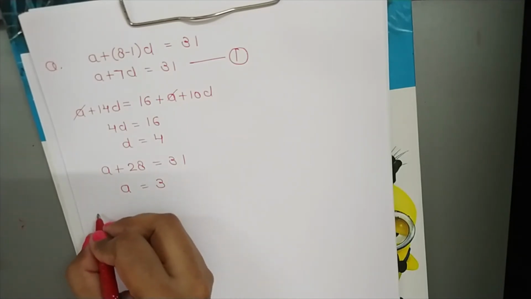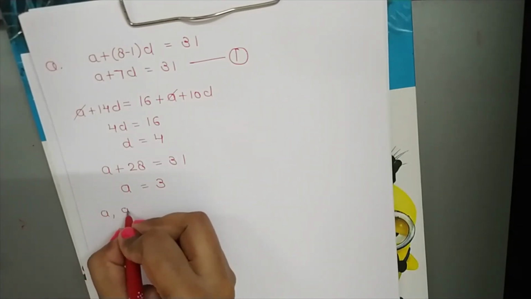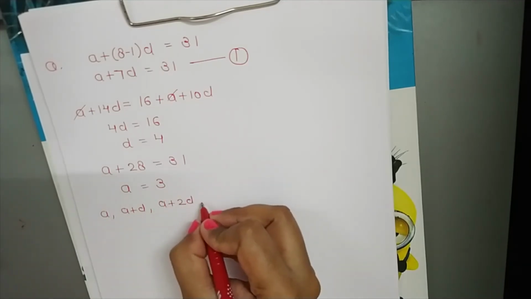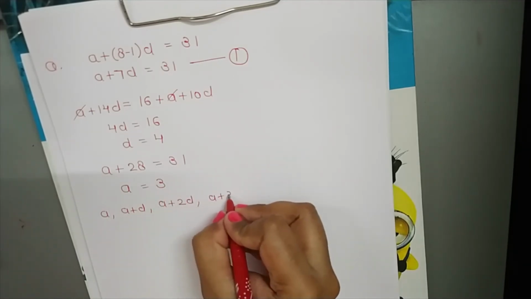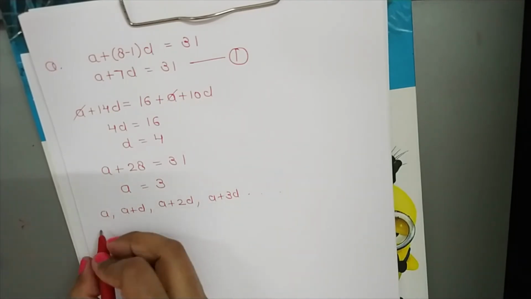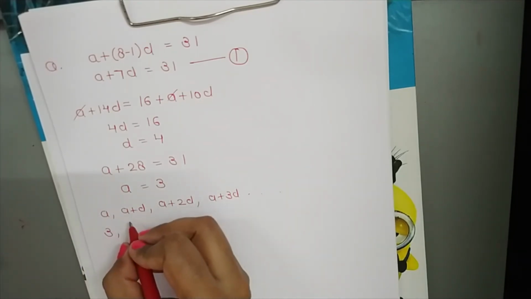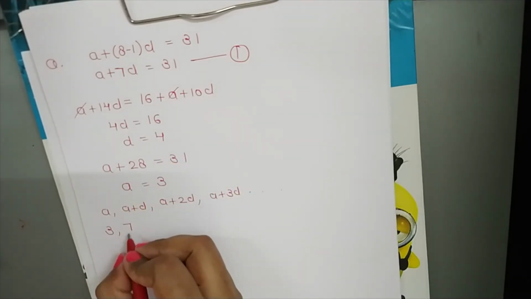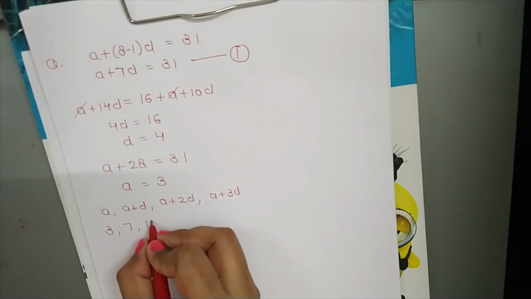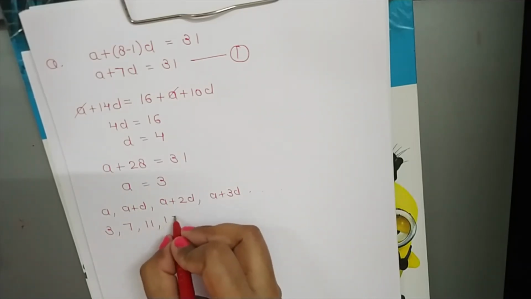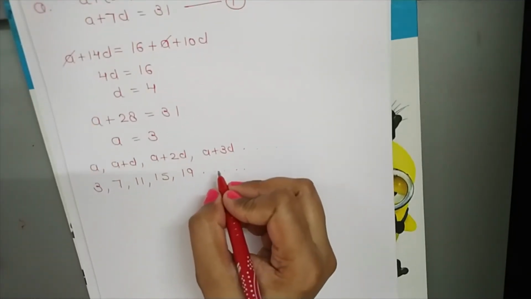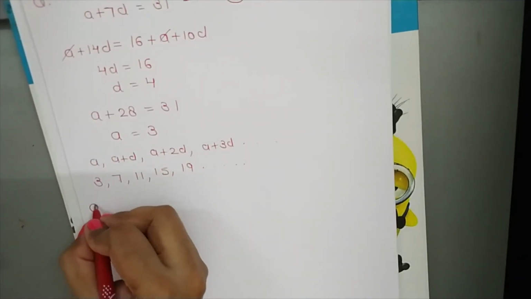Okay, so we can find the AP. The AP is a, a plus d, a plus 2d and so on. So a is 3 and a plus d is 3 plus 4 is 7, then 7 plus 4 is 11, 11 plus 4 is 15, 15 plus 4 is 19 and so on. Okay, now the next question.